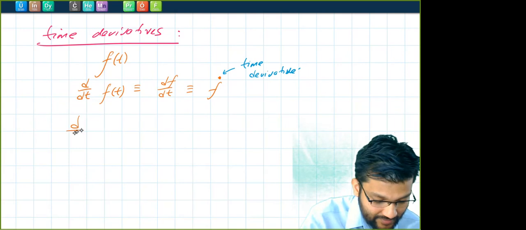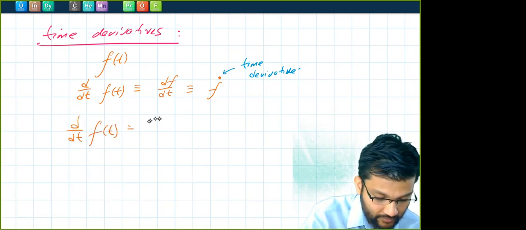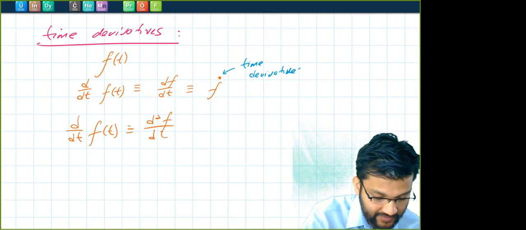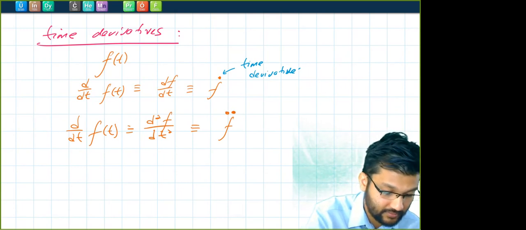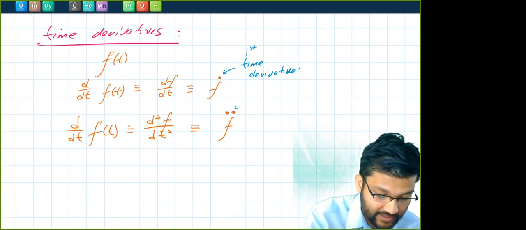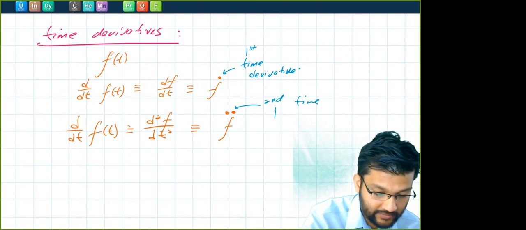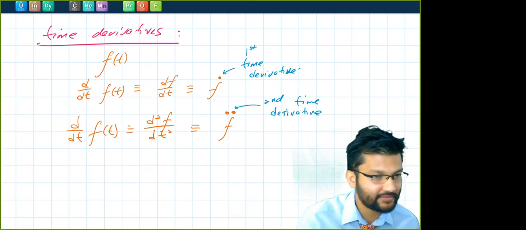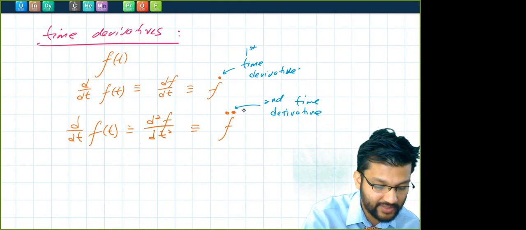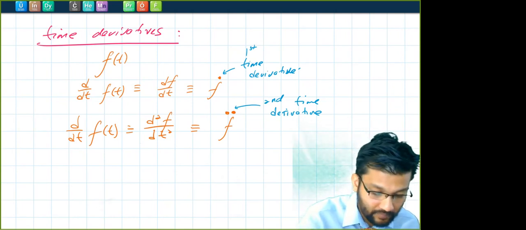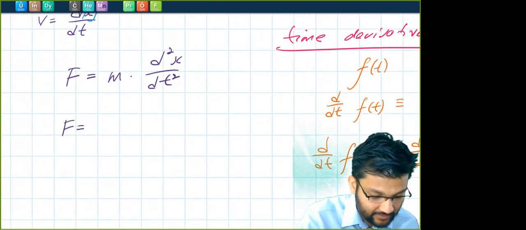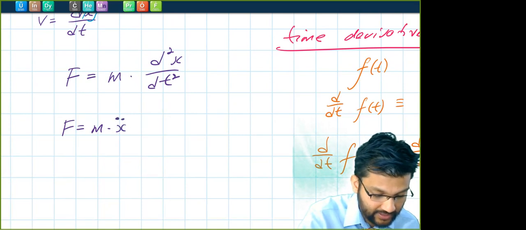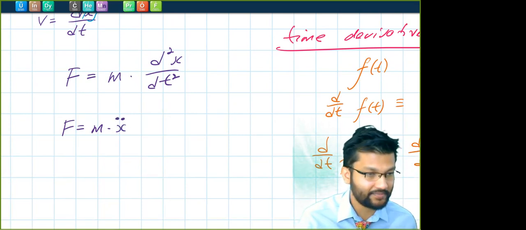So the second time derivative then of the same function, or we can write it as the second derivative of f with respect to t, really, we're going to write that as f with two dots. So this is the first time derivative, and this will be the second time derivative. Just to simplify our stuff, because we don't want to keep writing this whole complex thing. We can just write f with a double dot over it. So if we come back over here, we could write this even easier as F is equal to m times x with a double dot over it, right? It's all the same thing.